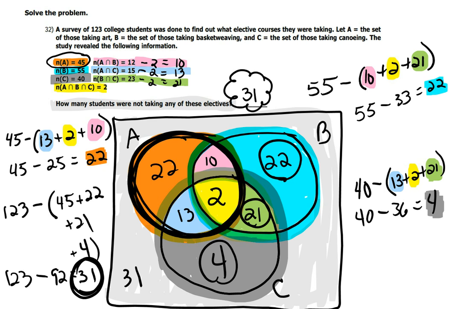There you go. So that's my final answer right there. 31 people were not taking art or basket weaving or canoeing. They were taking, who knows what they were taking.